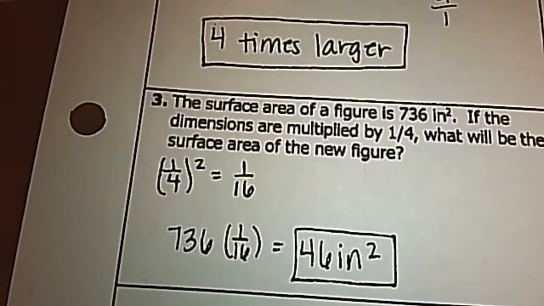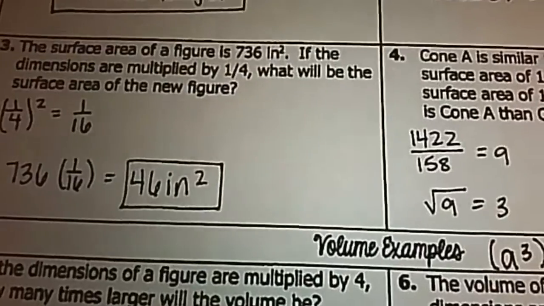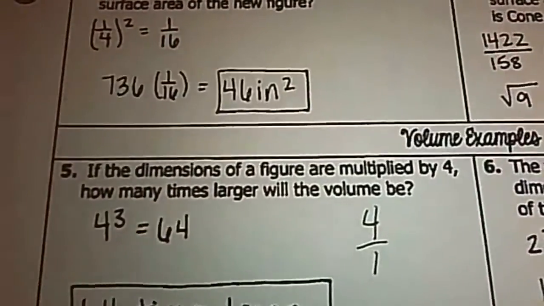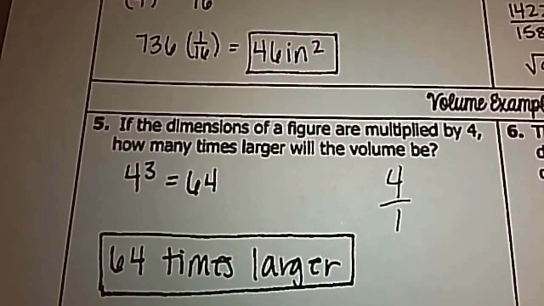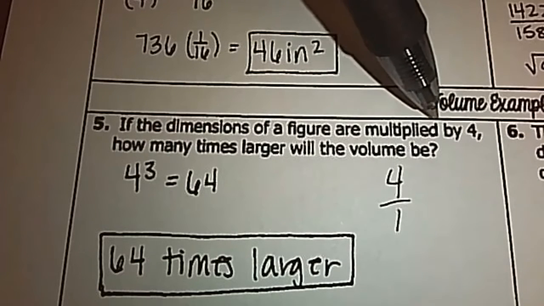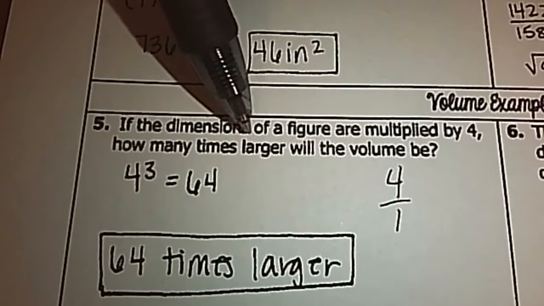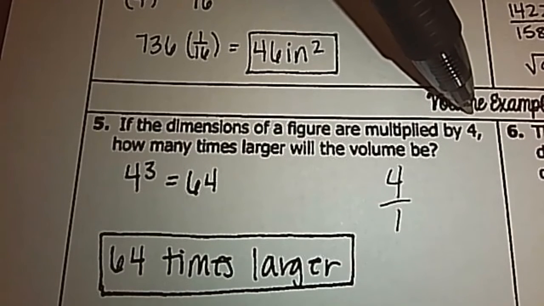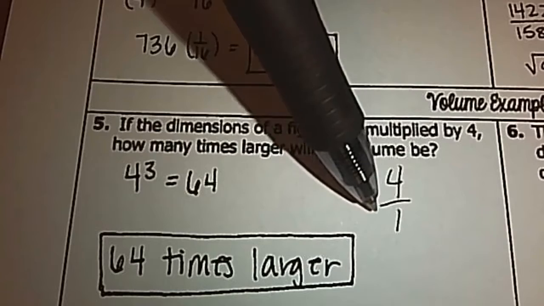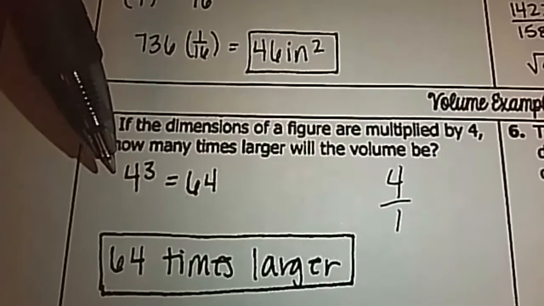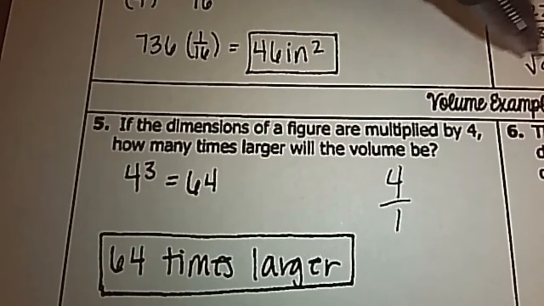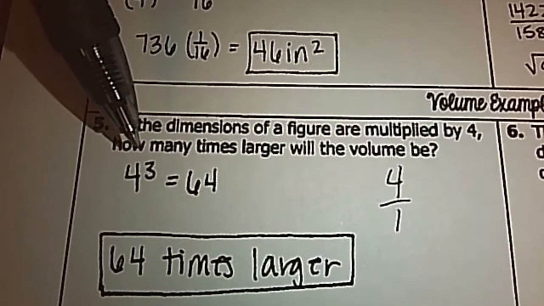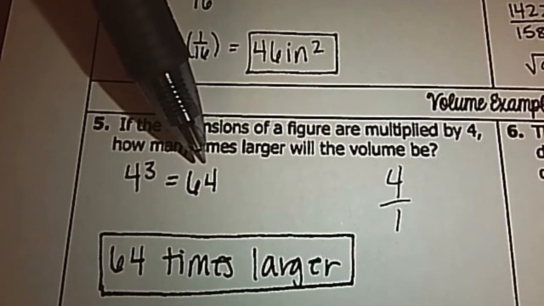Let's take a look at volume examples here, and now we're going to be dealing with A cubed. Number 5 here: if the dimensions of a figure are multiplied by 4, how many times larger will the volume be? So now the ratio is 4, which is a 4-to-1, equal to 4. Now we're dealing with volume, so we're going to cube it. So 4 cubed equals 64.